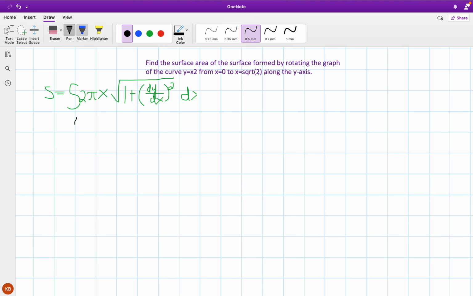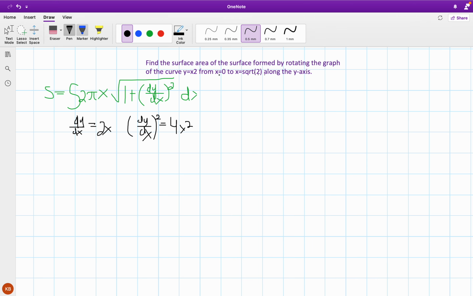So our first step is to find our dy over dx, which is just going to be the derivative of the equation of the curve, which is y equals x squared. So the derivative of x squared equals 2x. And now we're just going to square it, which is 4x squared. So now we are ready to plug our values into the equation.